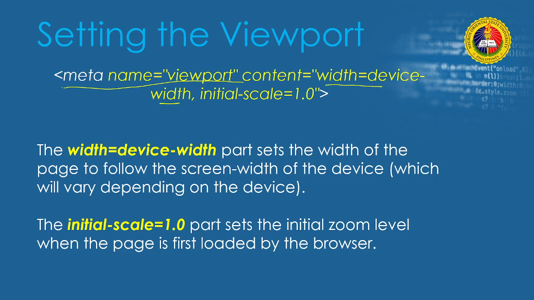So since we don't know the device that the viewers are going to use in accessing our website, we have to make sure that our web page will automatically adapt to different screen widths. That's why we are going to set content equals width device-width, meaning it is going to adapt automatically to the different screen widths. And then the second one, initial-scale 1.0, sets the initial zoom level when the page is first loaded by the browser.